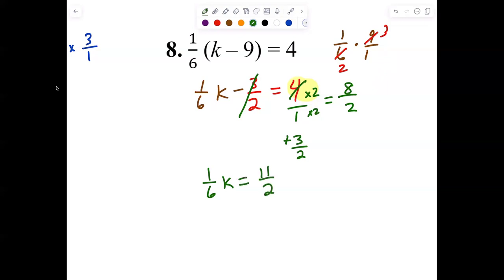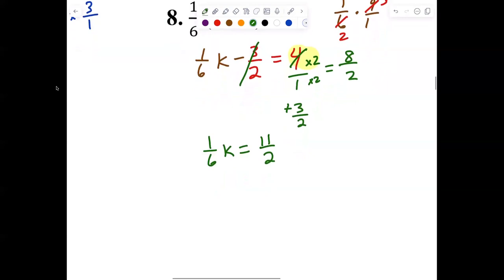And then you multiply by the reciprocal, so 6 over 1. Yeah, times 6. Okay, so what's 11 over 2 times 6? 3 times 11 is 33, and then it's 34. Yeah, because the 2 and the 6 reduce to 1 and 3, right?